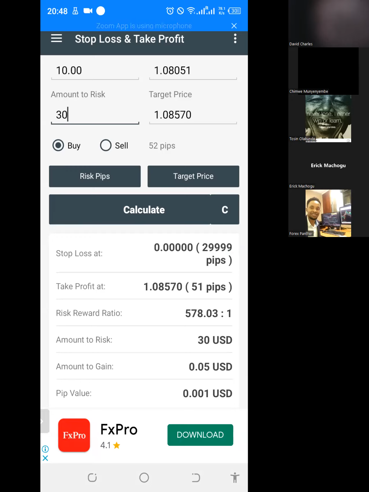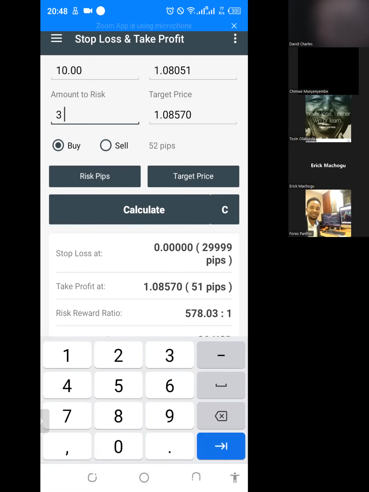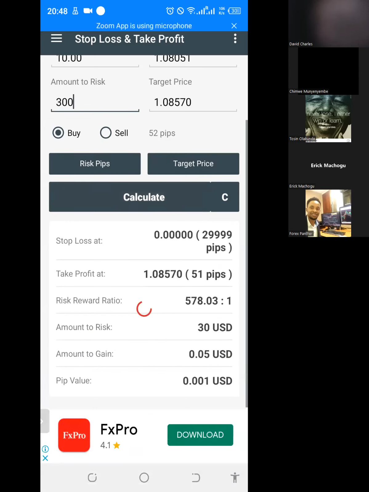So now it depends on the target that you put. How much target do you want to put? You can still come here, maybe you say, how much do you want to risk? Oh, 300 there, you can still calculate. It will still show you the amount to risk and the amount to gain. It all shows you according to how you've monitored your charts and what you want to do. You get my point? So this was a buy.